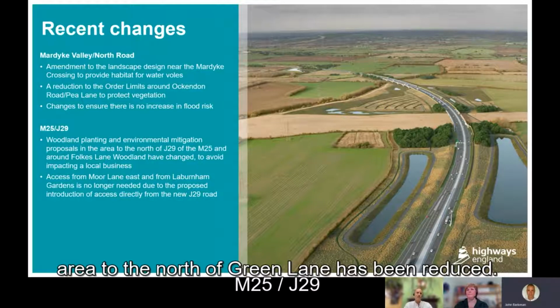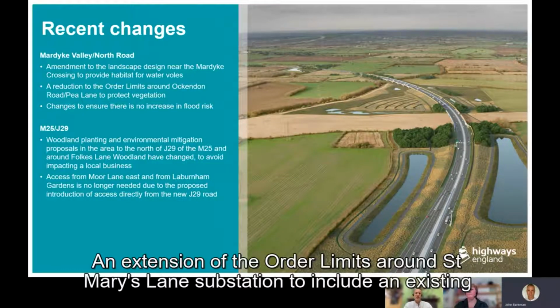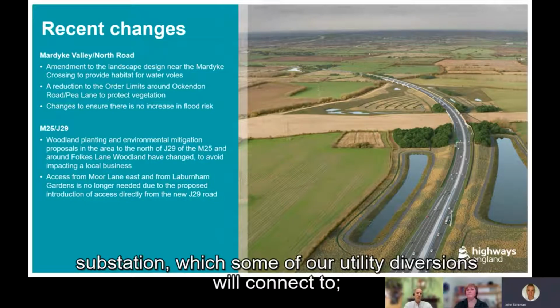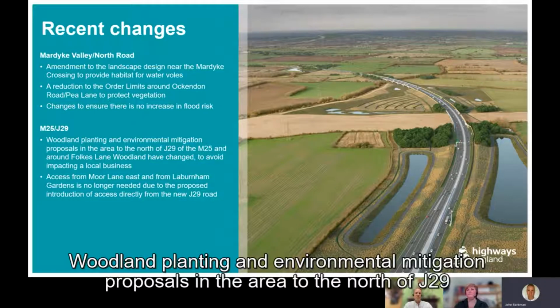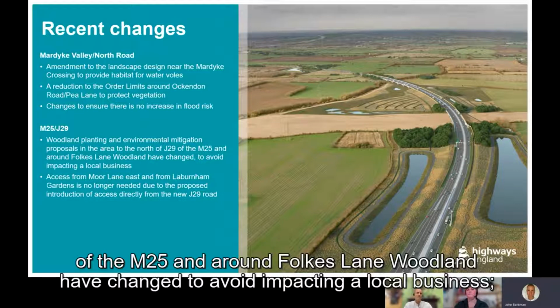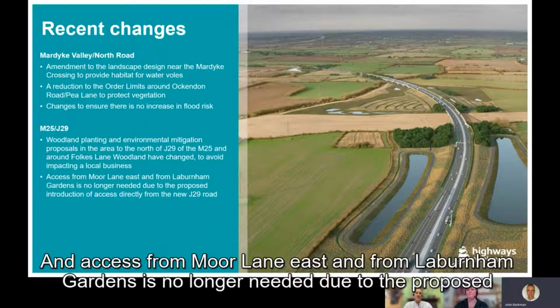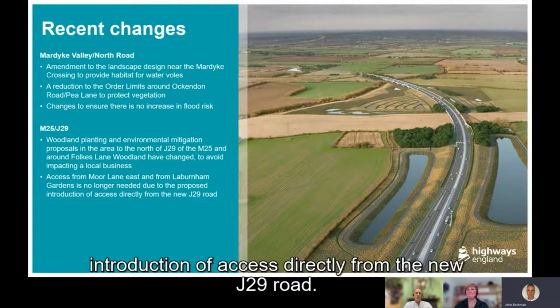At the M25 junction 29, there is an extension of the order limits around St. Mary's Lane substation to include an existing substation, which some of our utility diversions will connect to. Woodland planting and environmental mitigation proposals in the area to the north of junction 29 of the M25 and around Folkes Lane woodland have been changed to avoid impacting a local business. And access from Moor Lane East and from Lambourne Gardens is no longer needed due to the proposed introduction of access directly from the new Junction 29 road.